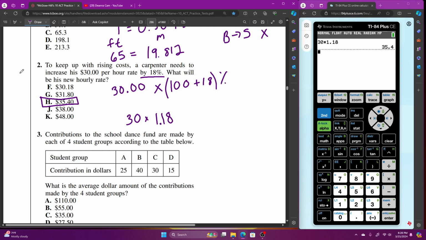An increase was why we added here, and we changed the percent to a decimal so we could put it on the calculator.